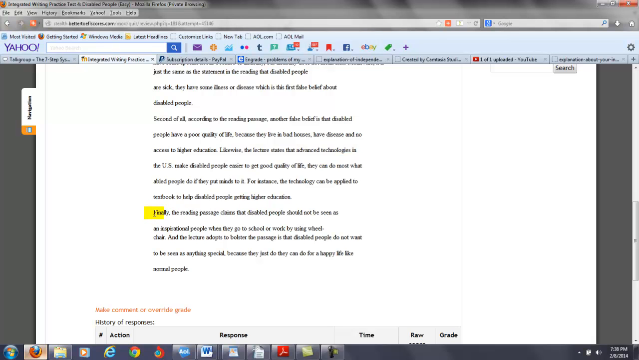Say, finally, the reading passage claims that disabled people should not be seen as, and you want to say, not and, you can't say and in people. How about should not be seen as inspirational people when they go to work by using wheelchairs. And the lecture adopts to bolster, it's not going to work. You want to say, and the lecture bolsters the information in the reading passage by claiming that disabled people do not want to be seen as anything special because they just do what they can do for a happy life like normal people.